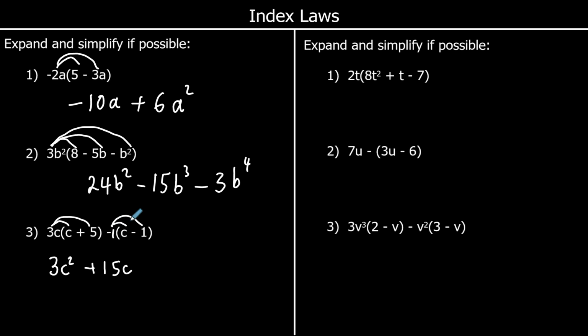So negative 1 times c is negative c. And negative 1 times negative 1 is positive 1. So we can simplify. We've got 3c squared. 15 take away 1 is 14, so 14c plus 1. Okay, 3 for you to try. So give these a go.